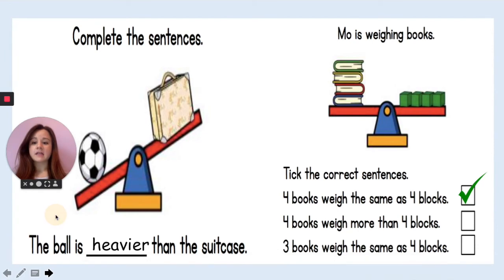Complete the sentences. The ball is heavier than the suitcase. We know that the ball is heavier than the suitcase because it is going down.